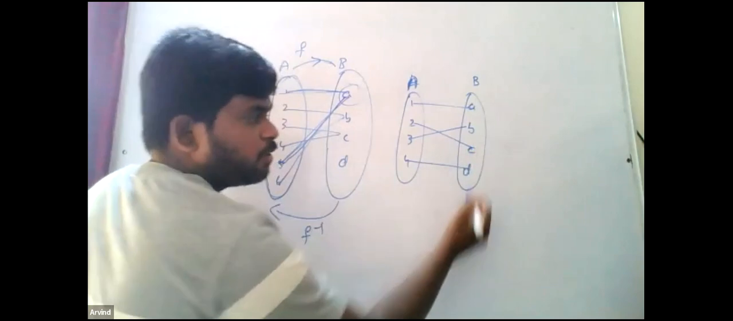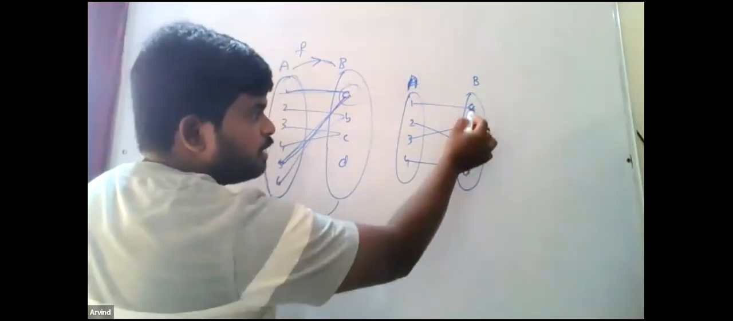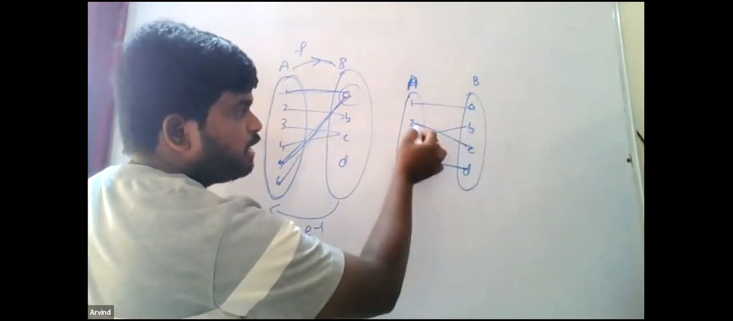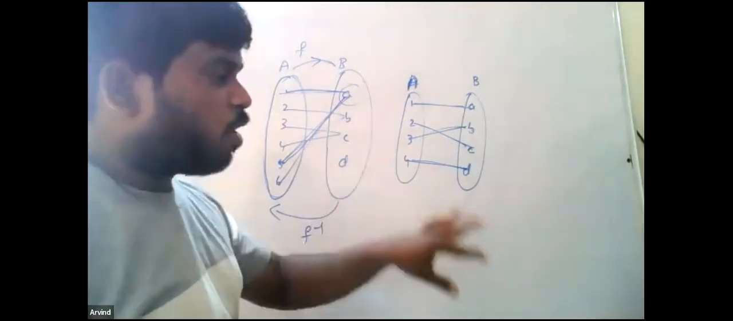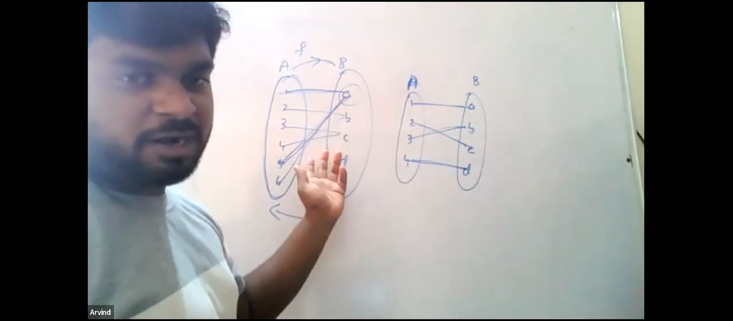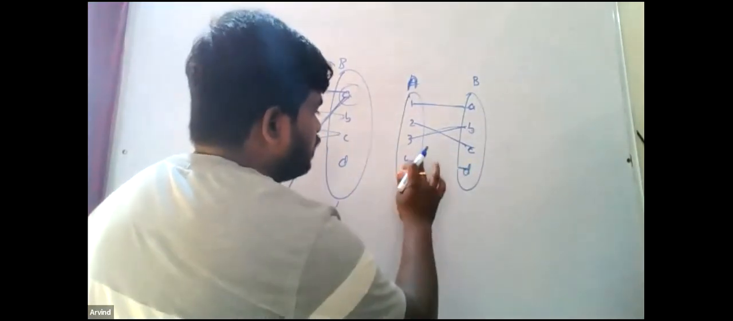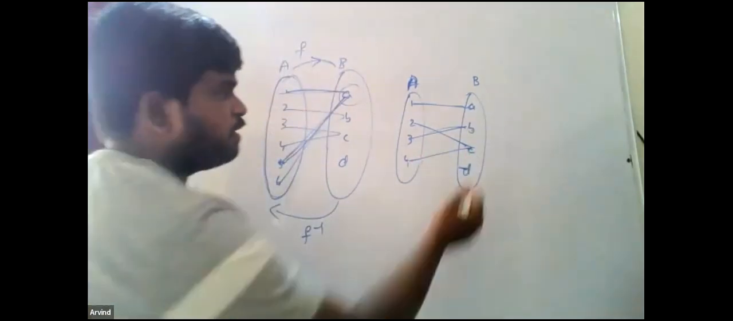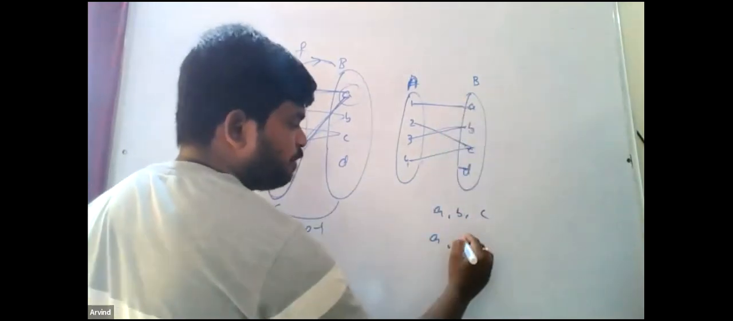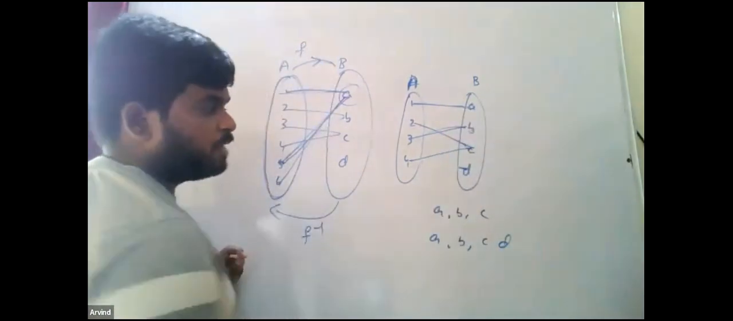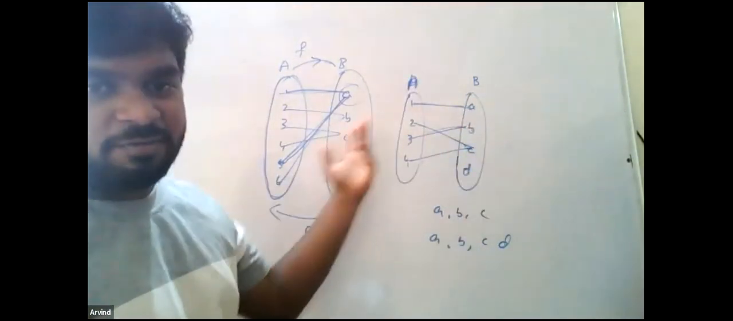And why should it be onto? Onto means all the elements are related, a b c d. See, observe, all the elements are related. That is why it should be both 1-1 and onto. Only when it is 1-1 and onto can you define the inverse function. Suppose onto was like this, now it is not onto. Why? Simple, the range and codomain are not the same. The range is just a b c, the codomain is a b c d. So the range and codomain are not the same, therefore this is not onto. If it is not onto, you cannot define f inverse.